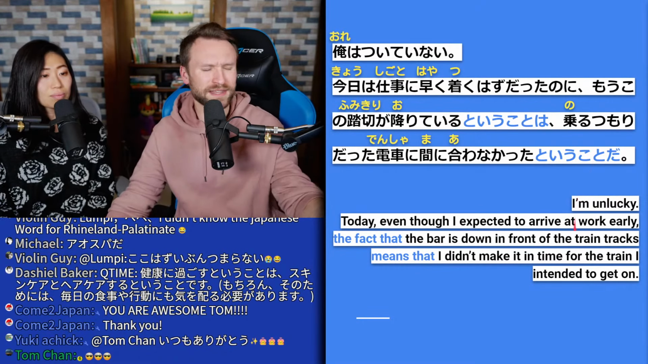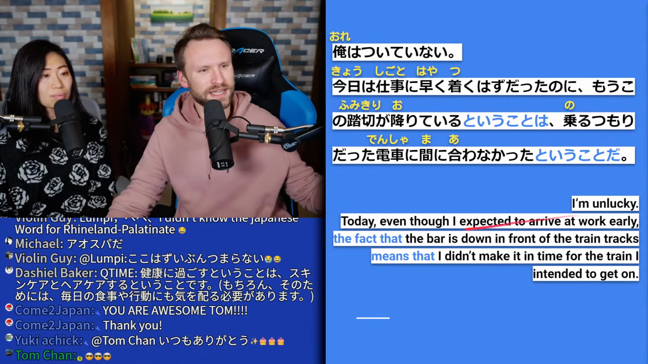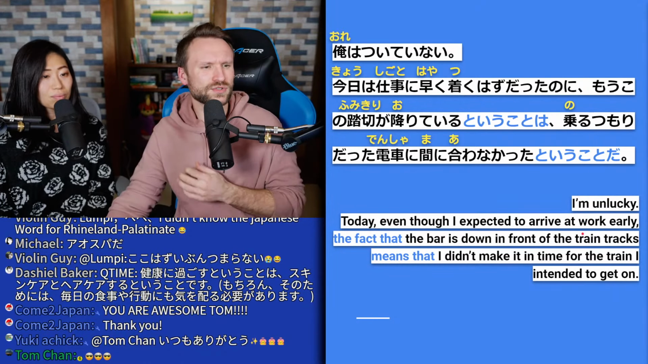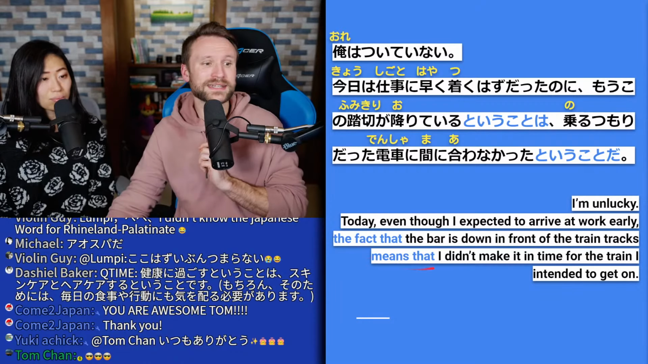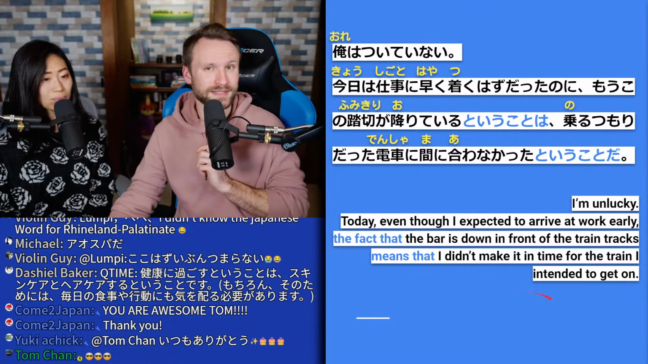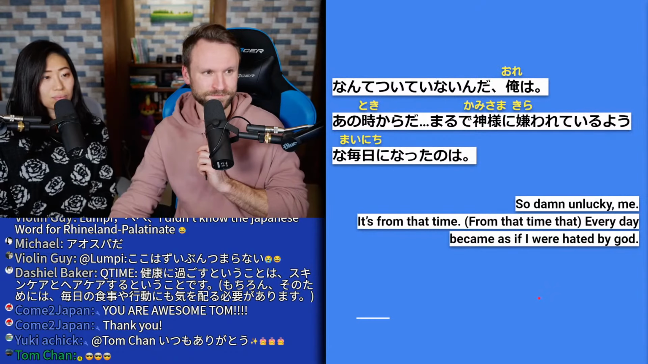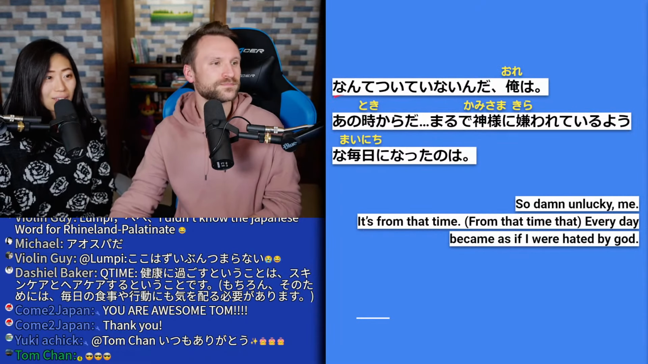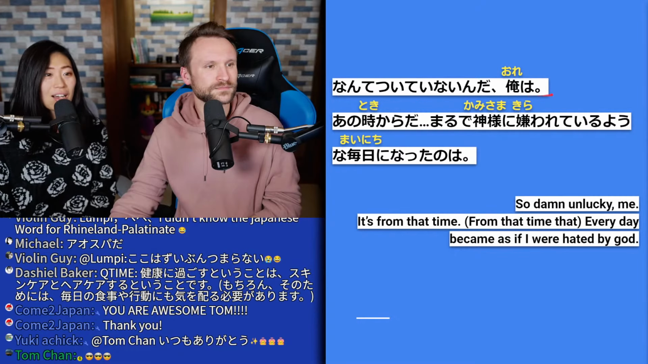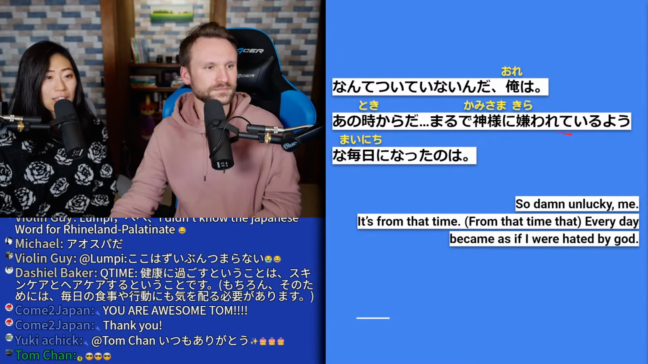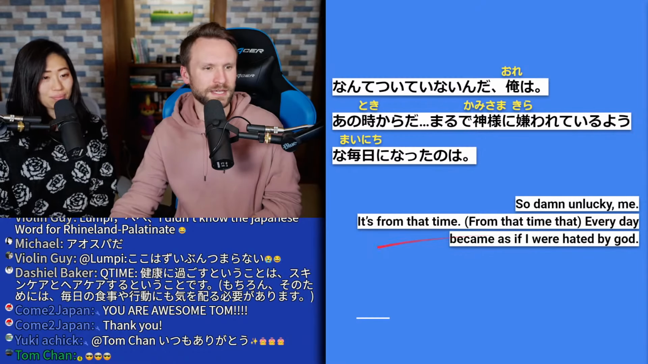The more straight translation I gave was, I'm unlucky. Today, even though I expected to arrive at work early, the fact that the bar is down in front of the train tracks means that I didn't make it in time for the train I intended to get on. はい、ここからお願いします。なんてついていないんだ、俺は。あの時からだ。まるで神様に嫌われているような毎日になったのは。Alright, so damn unlucky me. It's from that time that every day became as if I were hated by God.